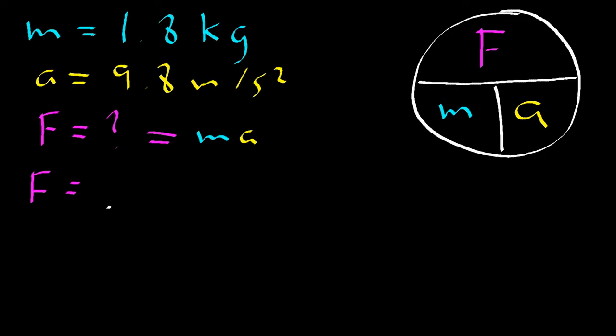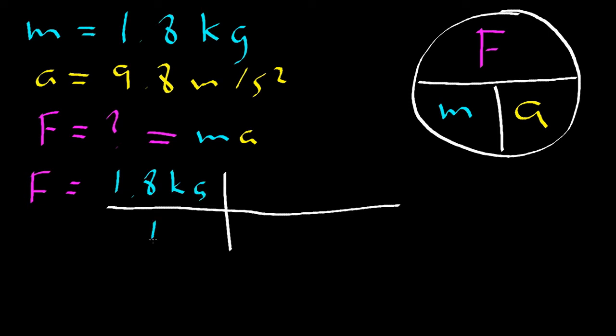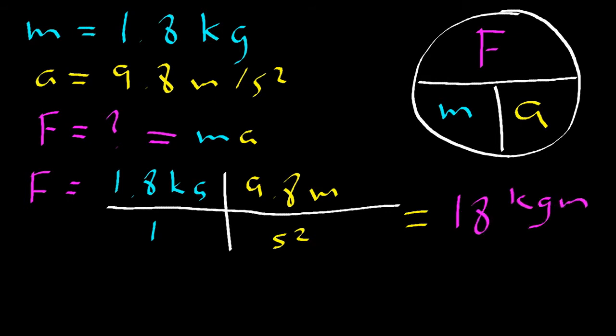Our next step is to insert the known variables into the equation. Let's set this up using dimensional analysis to see what happens to the units in the calculation. The mass was 1.8 kilograms. Let's write that over 1. Next comes the acceleration of gravity, 9.8 meters per second squared. You want to write that as 9.8 m over s squared. This helps us to see that the answer is 18 kilogram meters per second squared, which converts to 18 newtons.